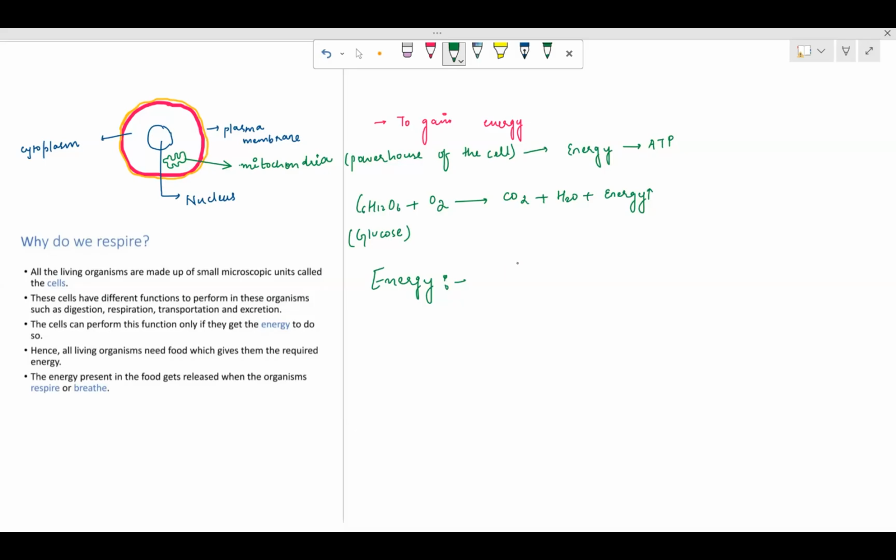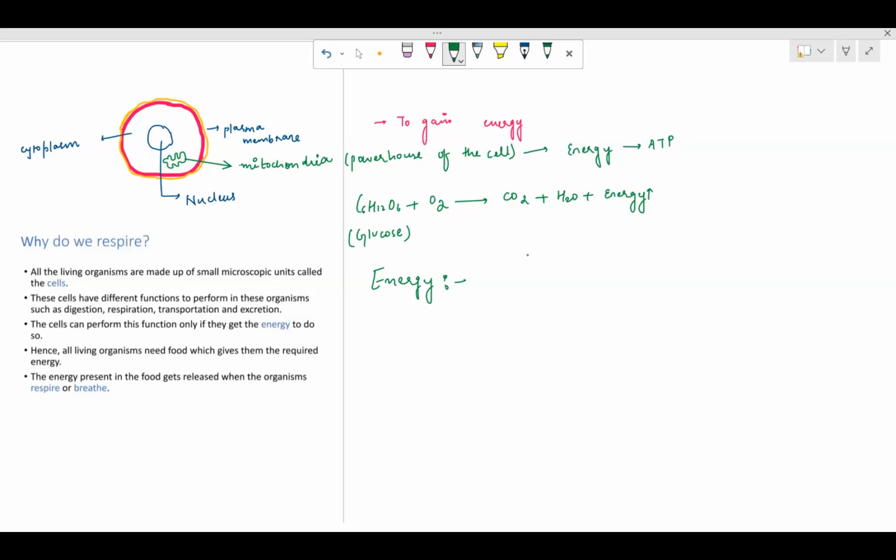Your mic is off. I can't understand, like, energy what? Like the process of how energy is formed, or what is energy used in? Why do we require energy? For what purposes? For what processes in your body is energy required? Is my question not simple, Shreya? I understood, ma'am.